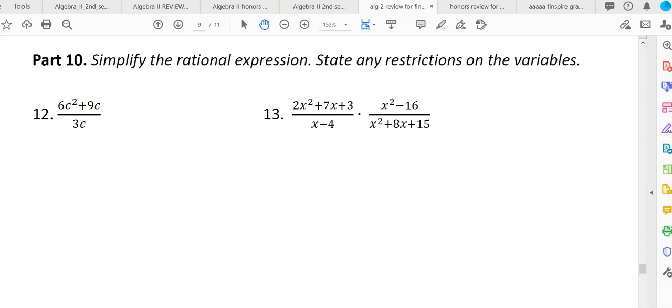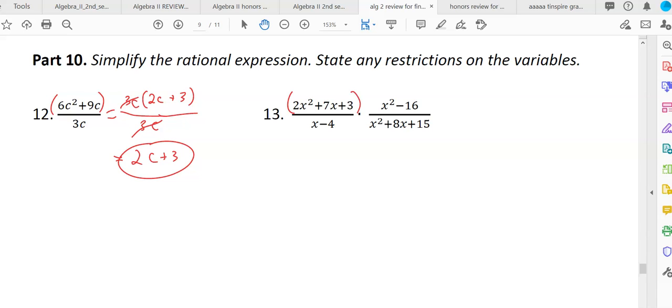Simplify the rational expression. So let's factor if we can, because I'm really hoping this factors. So it'd be 3c times 2c plus 3 over 3c. Well, the 3c cancels. You just get 2c plus 3. It's nice.